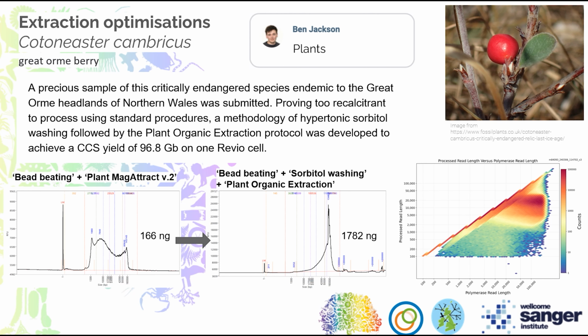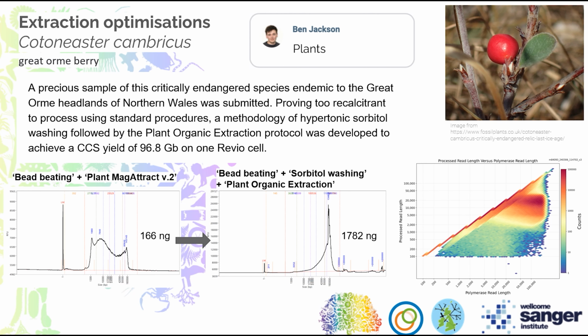So this is another kind of module that we're aiming to add onto the protocols that we've published on Protocols.io. For particularly recalcitrant plants, we would recommend bead beating followed by this sorbitol wash and then straight into the plant organic extraction.